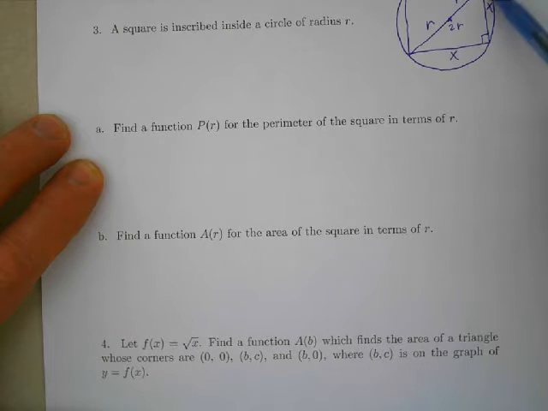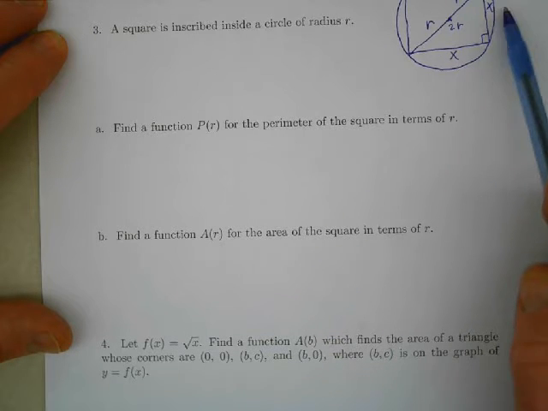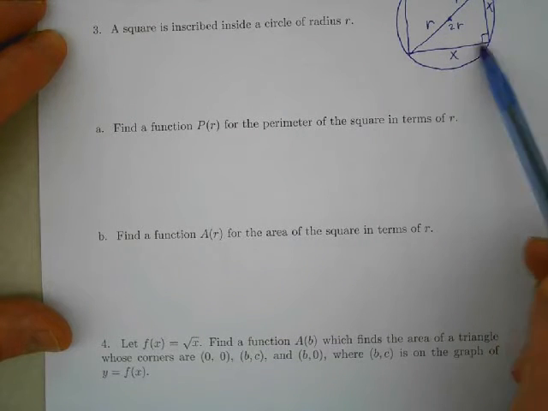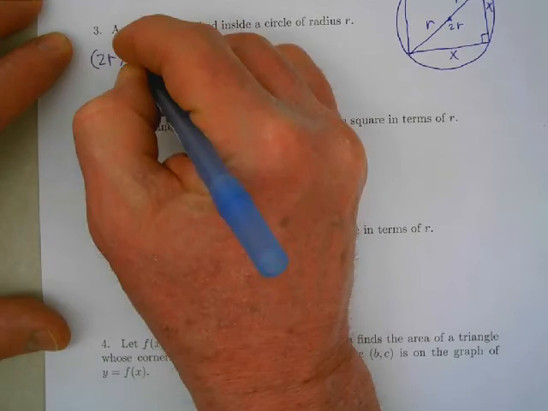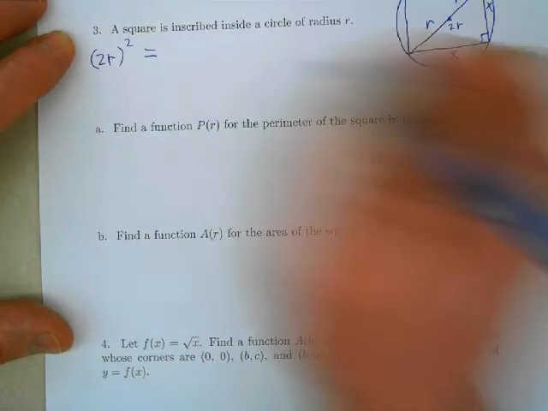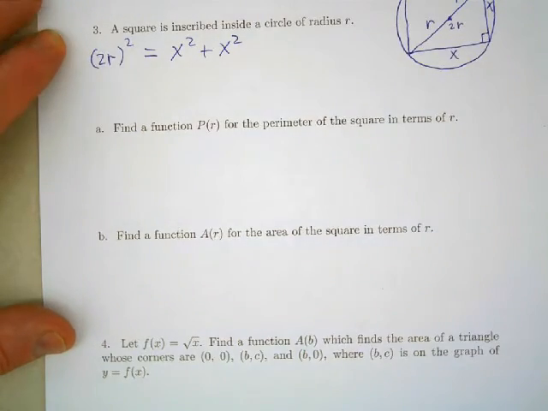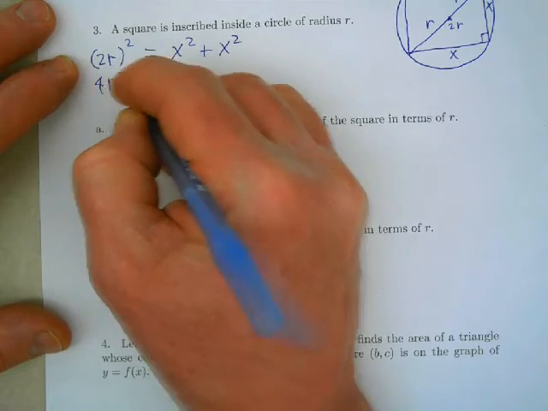We're focusing on this right triangle, and we want to determine what the value of x is in terms of r. So we apply the Pythagorean Theorem to this right triangle. We square the length of the hypotenuse, so we square the term 2r, and then that's equal to the sum of the squares of the two other sides, so x squared plus x squared. And the goal here is to solve for x.